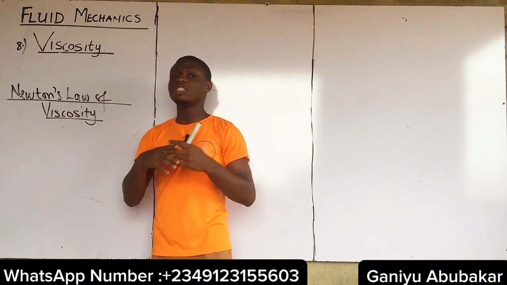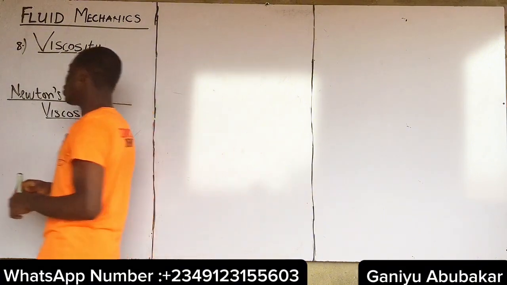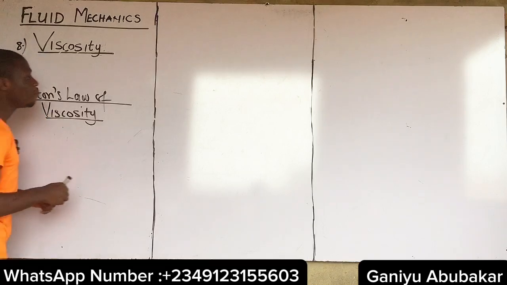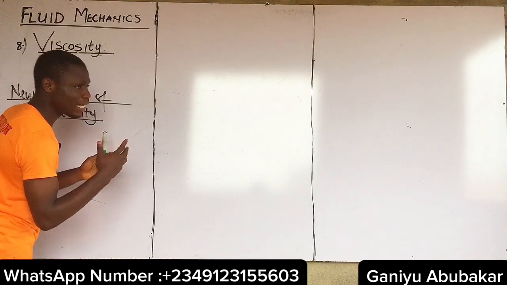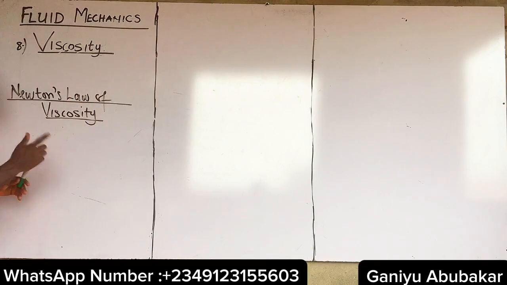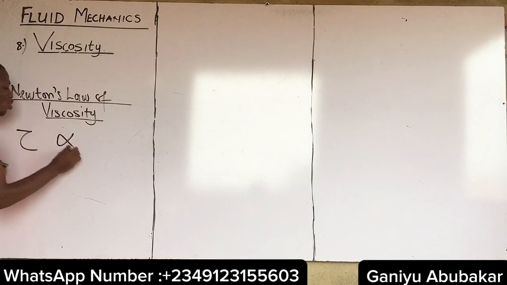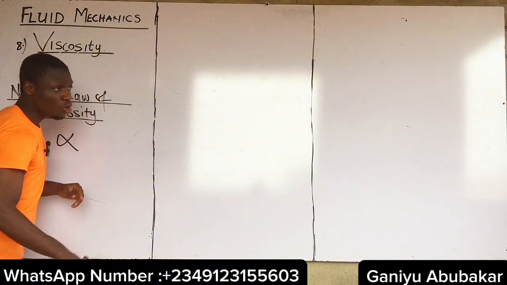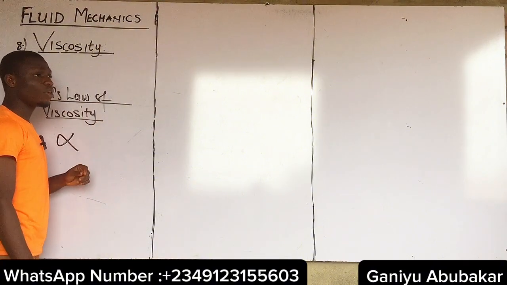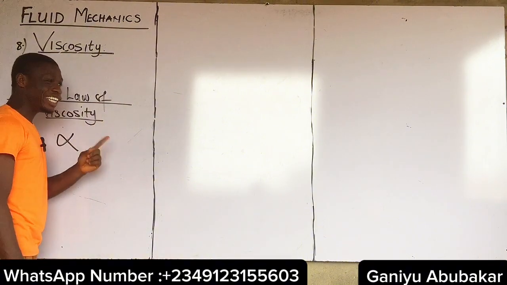From the law I gave you now, I said shear stress. In science, we represent shear stress with a Greek symbol called tau. This is tau. Shear stress. So I'm saying that the shear stress in a fluid element layer is directly proportional to the shear deformation or shear strain or velocity gradient.